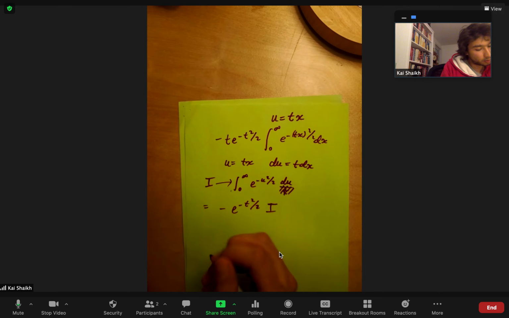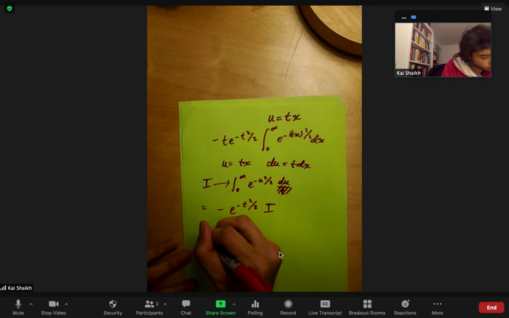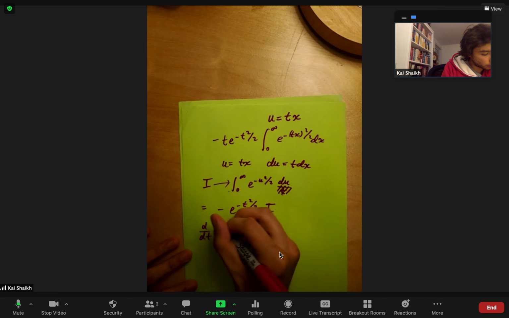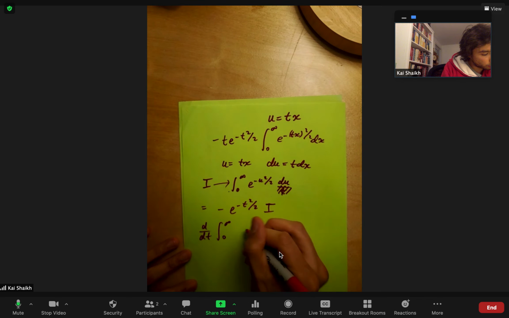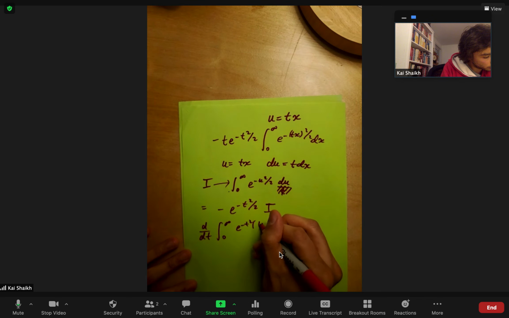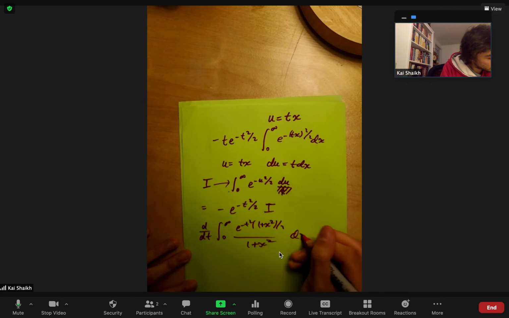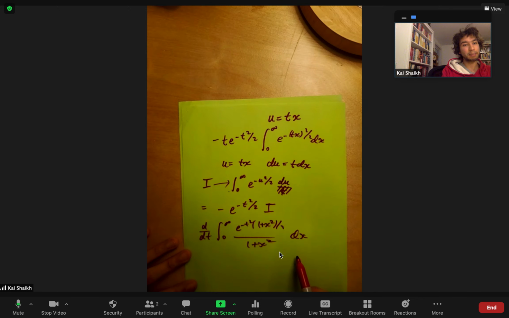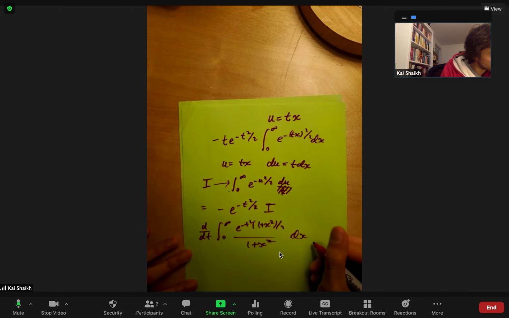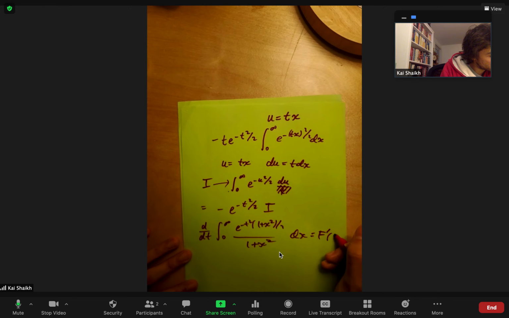This is the t derivative of this function, the integral from 0 to infinity of e to the minus t squared (1 plus x squared) over 2, over 1 plus x squared, dx. Let's call this f of t, because it's a function of t that we're interested in. So let's call this f prime of t.